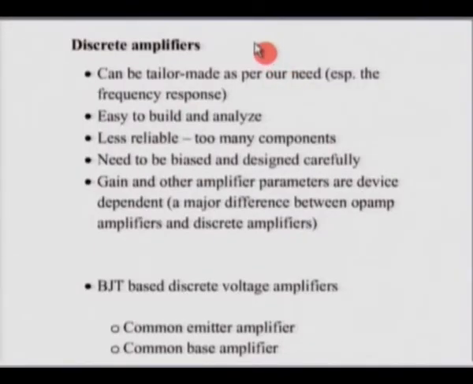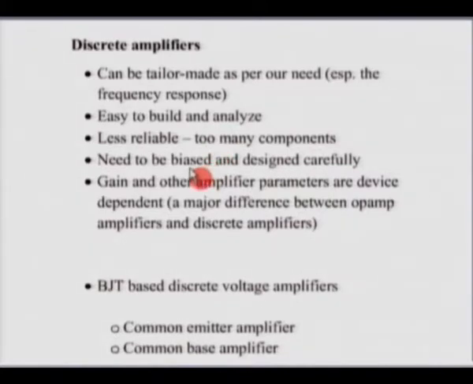Now let us come to the case of discrete amplifiers. The common emitter amplifier is an example of a discrete amplifier. When you think about a discrete amplifier as compared to an IC amplifier like the 741, a discrete amplifier can be tailor made as per our need, especially as we said the frequency response of an op amp is very small. We could make a discrete amplifier to meet our requirement, and most of the time discrete amplifiers are not very complicated and are easy to build and also analyze. However, since there are many components and they need to be assembled, either soldered or made into a PCB or a breadboard, the reliability of discrete amplifiers is very low.